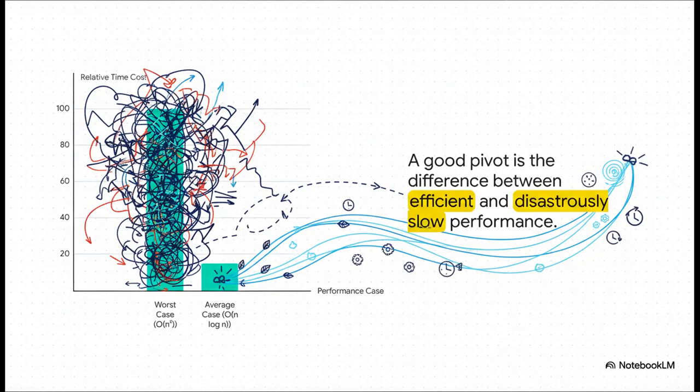And this chart shows you everything. A good pivot gets you what we call O(n log n) time, which is incredibly fast and efficient. But a bad pivot, you crash down to O(n squared), which for a big list of numbers is just painfully, brutally slow. I mean, we're talking night and day difference here.